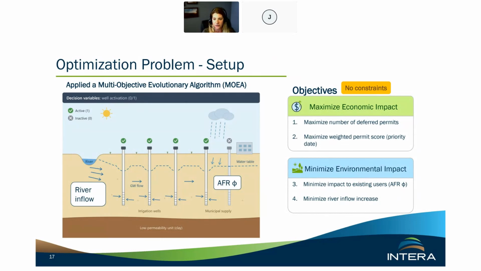If it's active, it's on and pumping at its full requested rate. If it's inactive, it's not pumping anything, it's off. And then we have 4 objectives: 2 objectives for maximizing economic impact and 2 objectives for minimizing environmental impact. Our 2 objectives related to economic impact are, 1, maximize the number of deferred permits active, trying to maximize the total number of these deferred permit wells that are pumping. And our second objective is to maximize the weighted permit score.